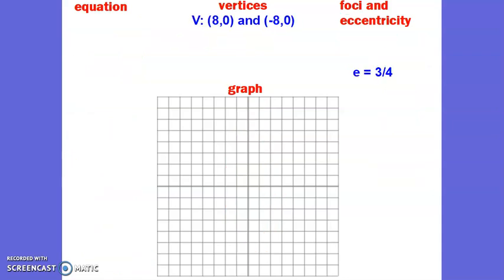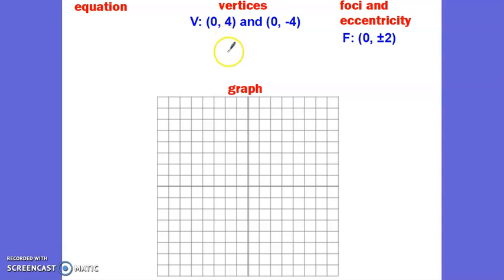Let's take a look at another example very quickly. What if, got a little ahead of ourselves there, what if they gave us the vertices and the foci, and they ask us to go back and find the equation? Well, let's think about the fact that the vertices are going to be our a values, so immediately that tells me that a equals 4.